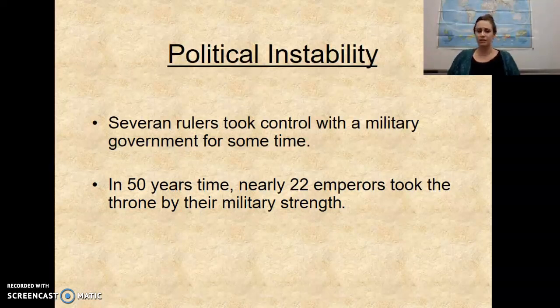And there were the Severans, not several. It's not supposed to say several. It always tells me to update to several, and I'm like, no, it's not several. It's Severan, a family of rulers who took control of the military government for some time.